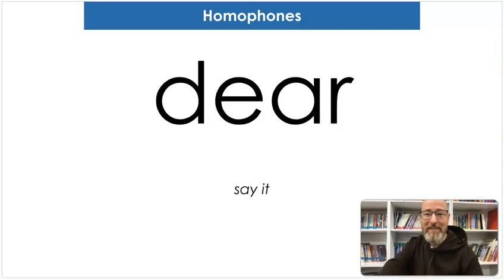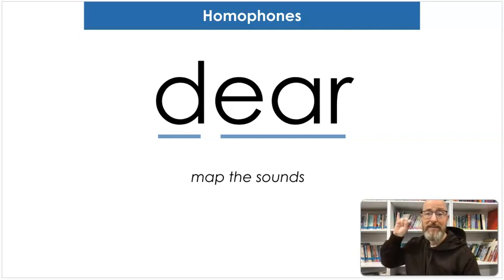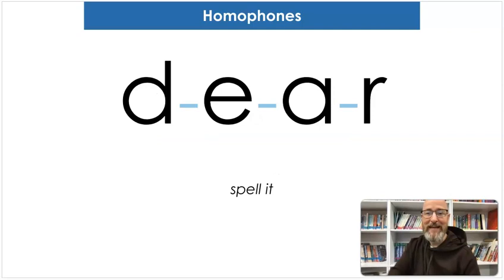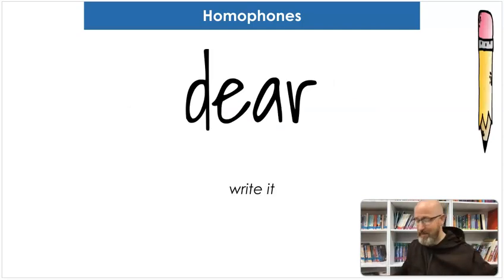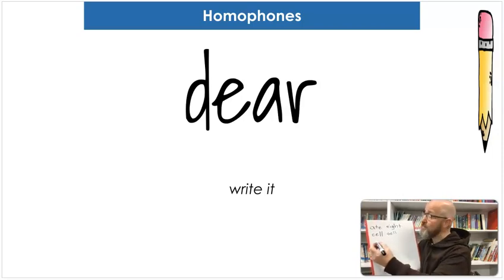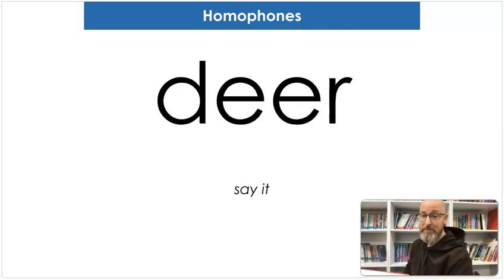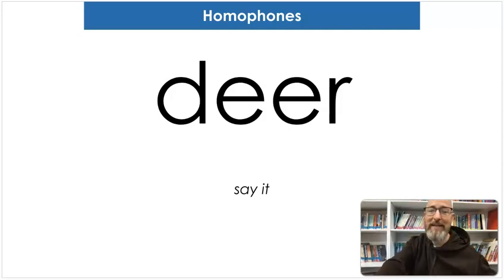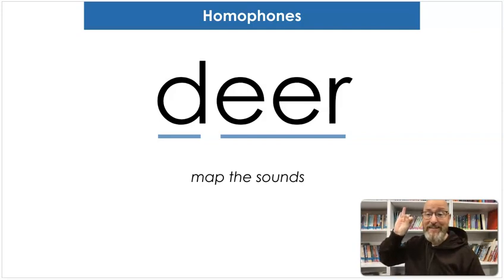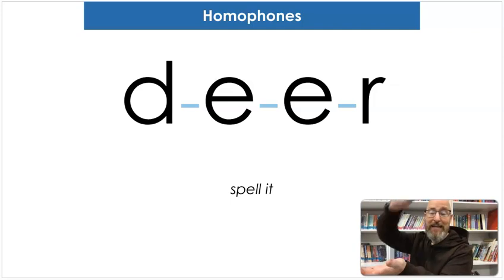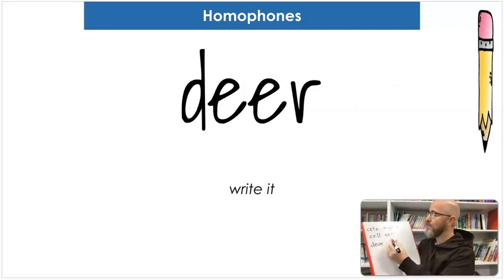Hopefully you did. Our next word is dear. Say dear. Map the sounds. D-ear. Dear. And let's spell it. D-E-A-R. Dear. And let's write it. If you're writing a letter to somebody, you might say, "Dear friend." And that's this dear. But the other deer, say it again, deer. Map the sounds. D-ear. This deer, of course, is the animal. Let's spell it. D-E-E-R. Deer. And let's write it.